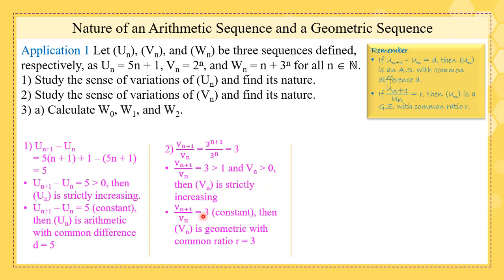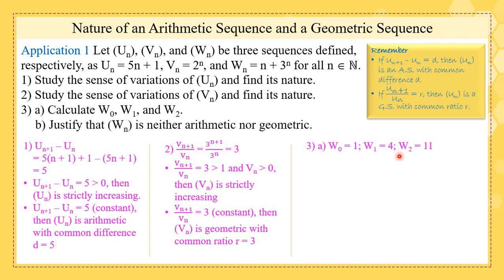Now the third part, we need to calculate w0, w1, and w2. Also try to do it alone. Well, w0 is 1, w1 is 4, and w2 is 11. Now justify that wn is neither arithmetic nor geometric.